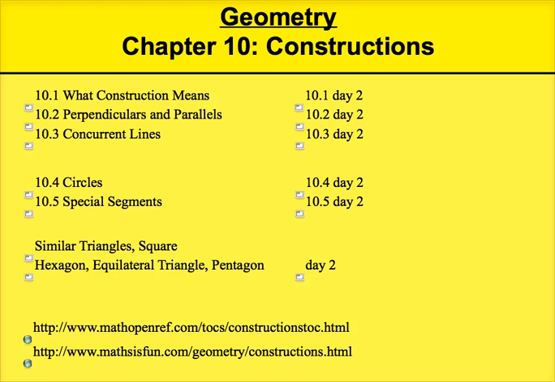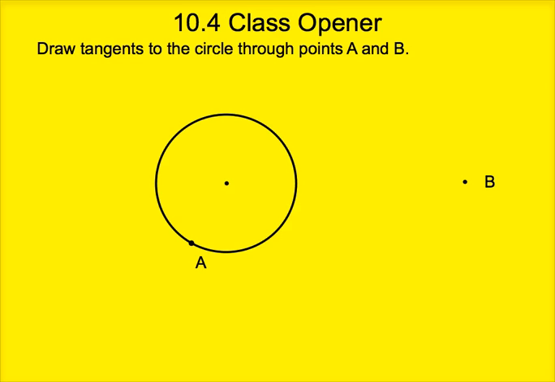Today we're going to cover section 10-4, day 2. Your class opener: draw tangents to the circle through points A and B.